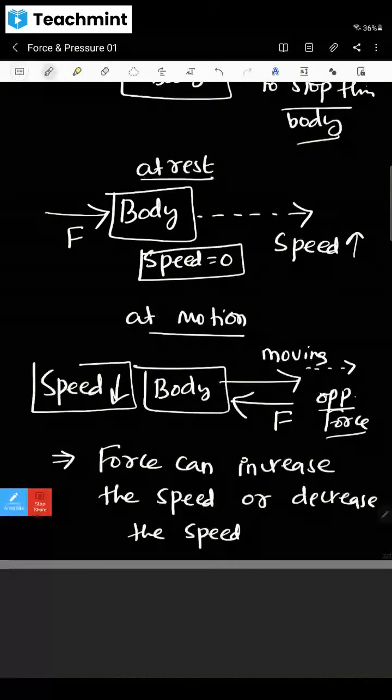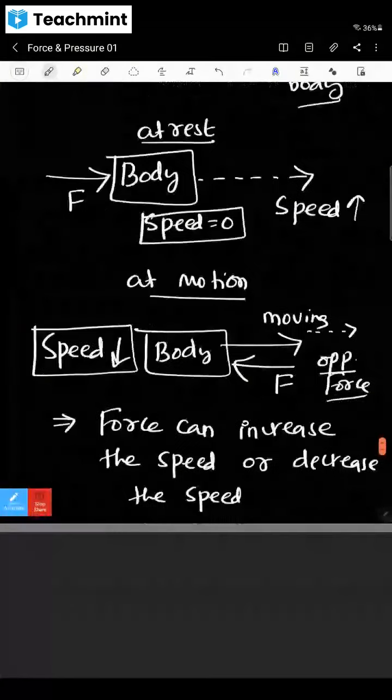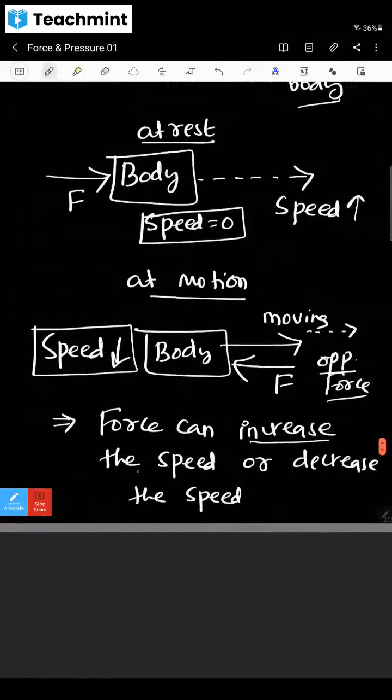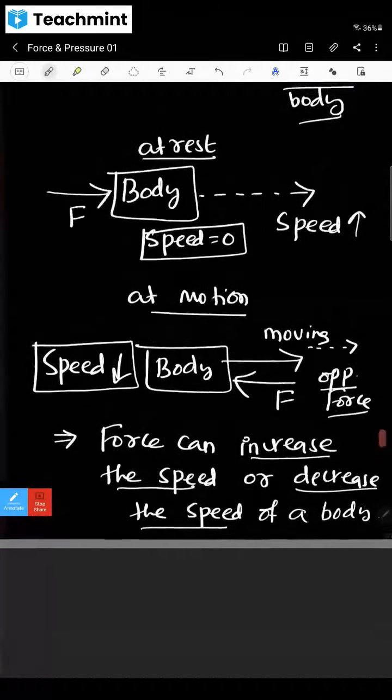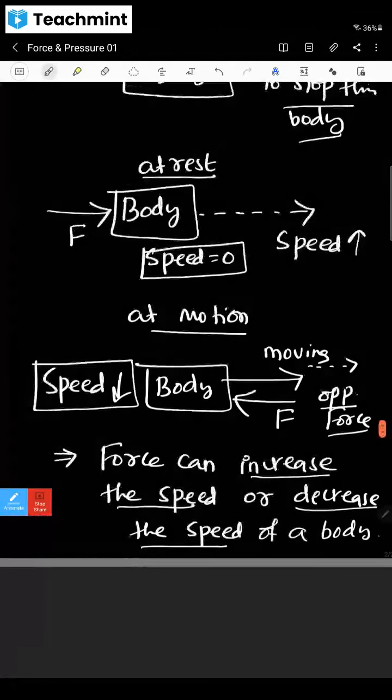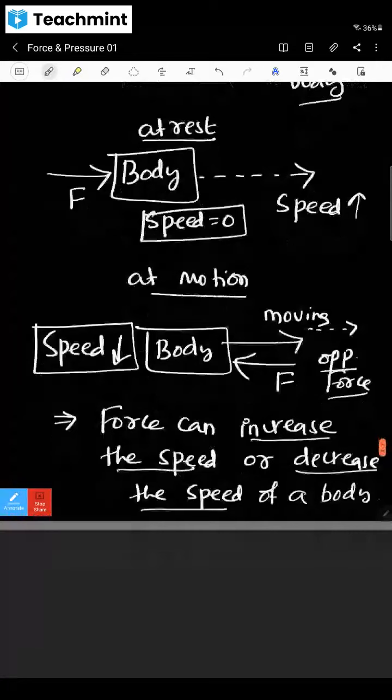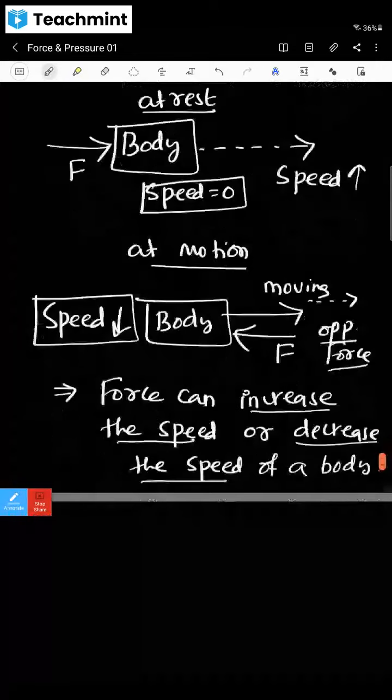Are you understanding my point? Can I say that force can increase the speed or decrease the speed of a body? Can I call it like that? Yes, definitely we can say that force can increase the speed or decrease the speed.